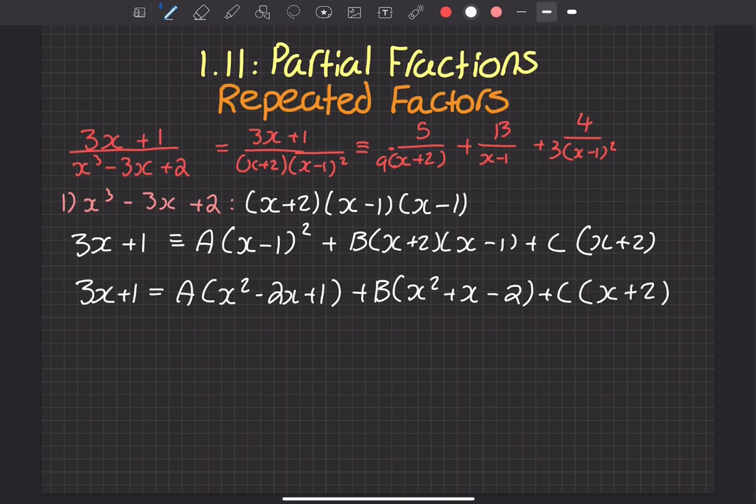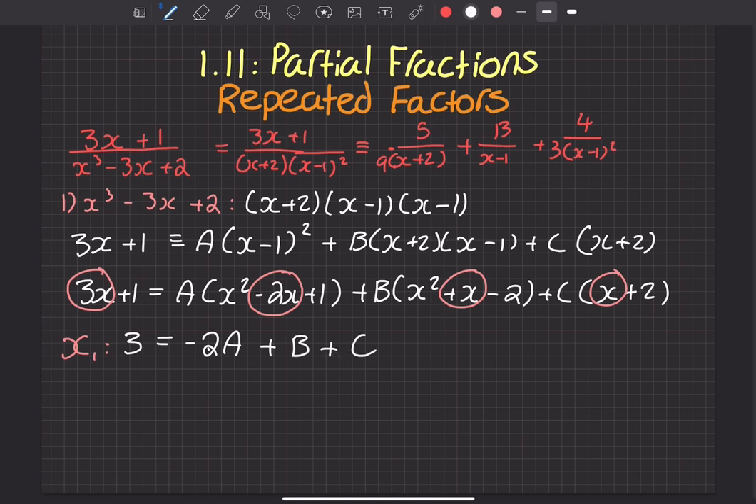However, we don't need to take all of these, right? We don't need everything. All we need is to choose one term. And what I'm going to choose is the x term. So I'm going to choose this term, this term, this term, and this term. It's just x1, right? And here we have 3x, so we just put 3 equals minus 2a plus b plus c, right? And what we can do next is we already know what a is, we already know what c is, so we just put in the values.